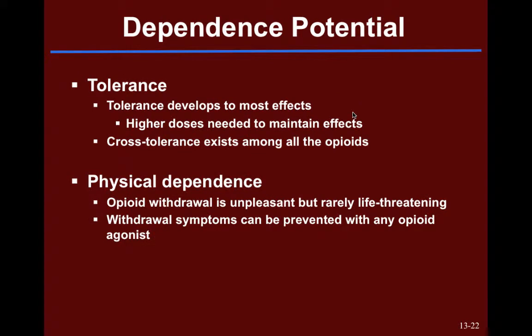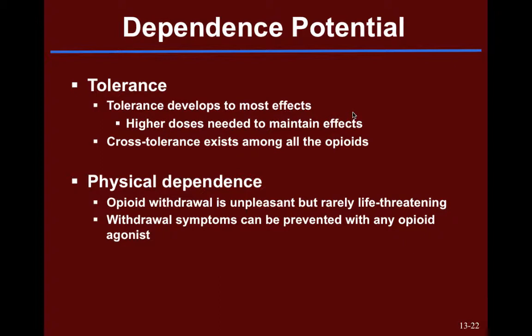When we look at the dependence potential for opioids, we have two different things that we need to consider. We first got tolerance and then physical dependence. So remember, tolerance is where our body builds up the ability to metabolize the drug or to moderate its effects. And we do see tolerance develop to most of the effects of opioids, which means that the user needs to take higher doses to maintain the effects.